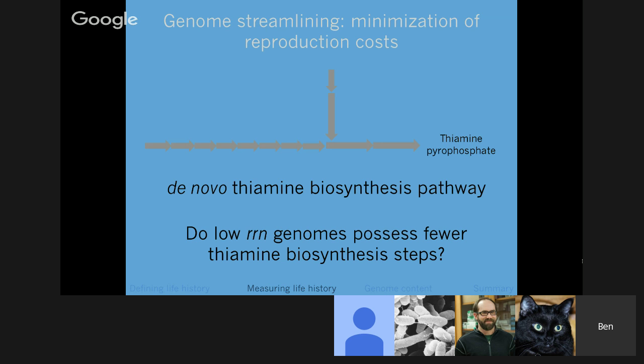And we wanted to ask and follow up on Paul's insight that oligotrophic organisms often tend to lose genes in this pathway and rely on environmentally available thiamine or its precursors and just recycle that rather than synthesize it all themselves. So that might allow these organisms to lose genes in the biosynthesis part of this pathway while maintaining the recycling portion of the pathway. So the question here is really, do low rRNA genomes possess fewer thiamine biosynthesis steps?